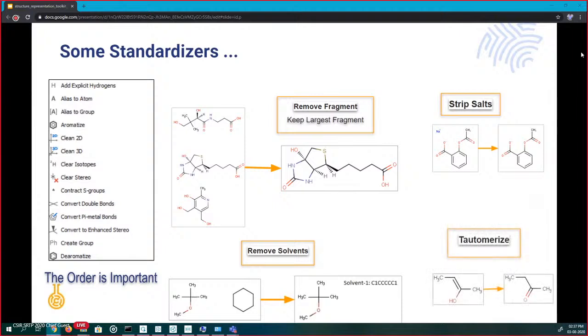The other example is that you can tautomerize your input structure and make it a major tautomeric form. So these are only a few examples. There are almost 65, or more than 60, actions available. And later in the presentation today, I will take you through some of those examples.